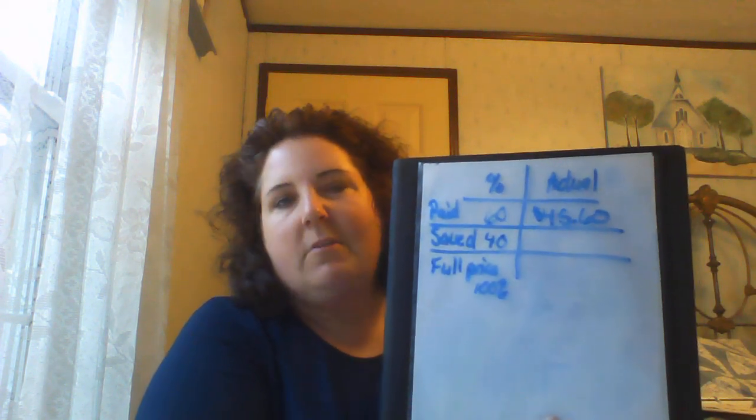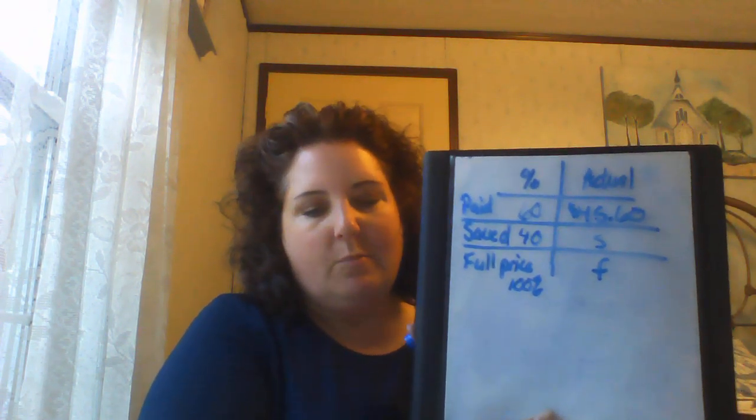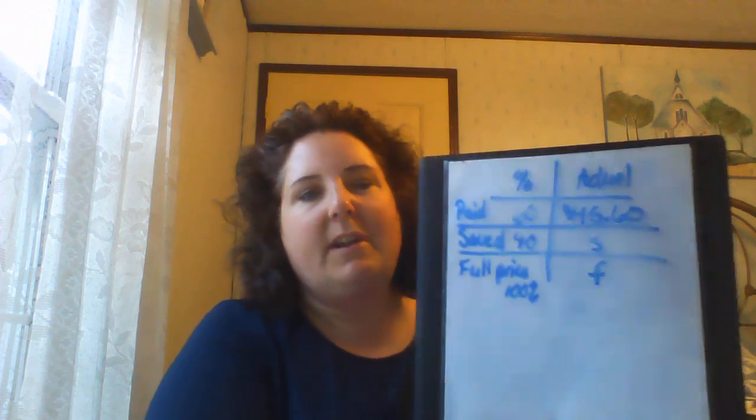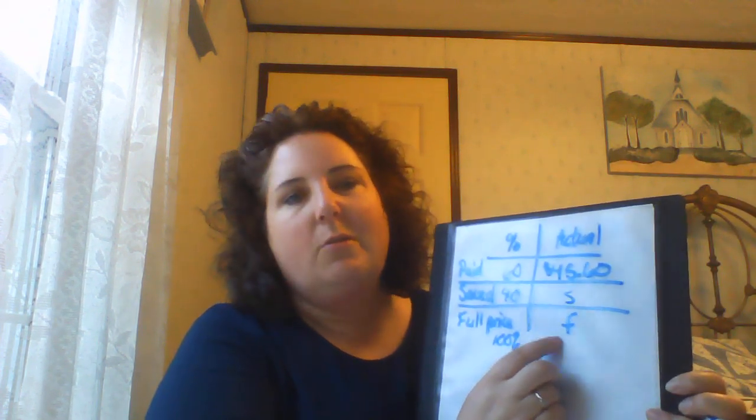Okay? We don't know how much money he saved, and we don't know the full price. So I'm just going to put those in. Okay? So what we want to find out was what was the full price of the shoes. So we're trying to find the total of what the full price of the shoes were. So I take my 60 over the 100, because I'm talking about how much he paid versus what is the total amount, equals the complete amount that he paid, $45.60, over F, the full amount.